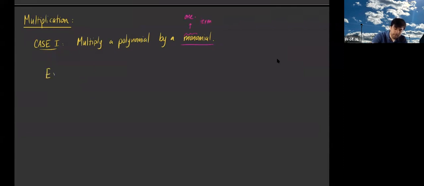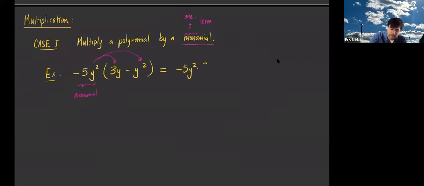So when we have a polynomial multiplied by a monomial or vice versa, so if I got negative 5y squared multiplied by 3y minus y squared, this is the monomial here. And I'm multiplying it to this expression, 3y minus y squared. Obviously, what am I going to do? Whenever we have parentheses, I distribute. So when I distribute, what do I get? I get negative 5y squared multiplied by 3y. And then I get negative 5y squared multiplied by negative y squared.